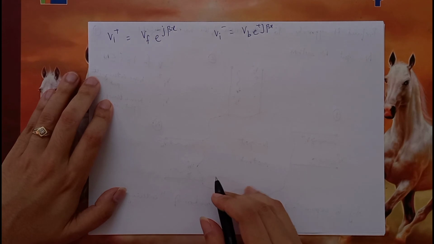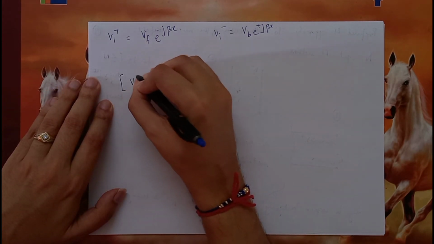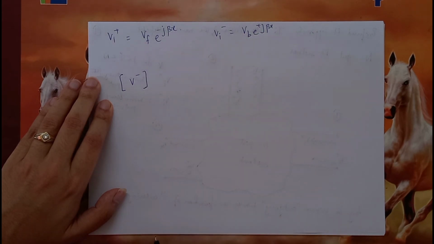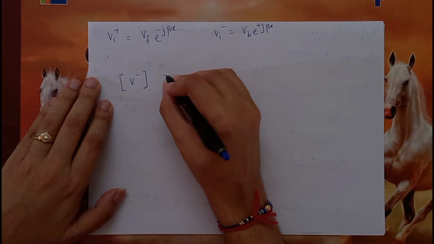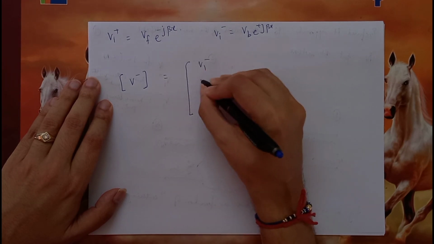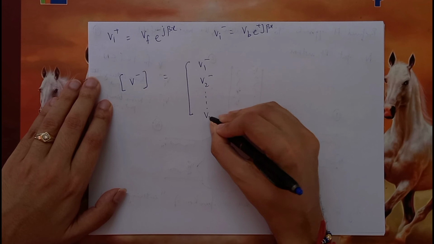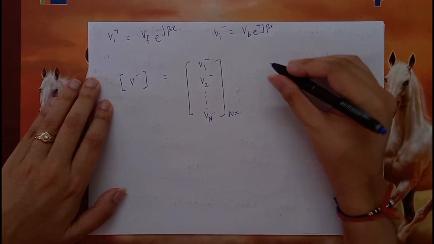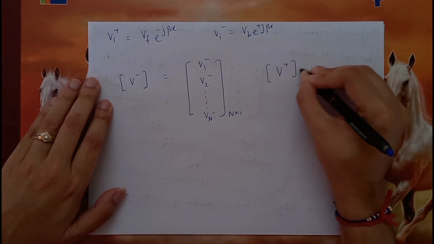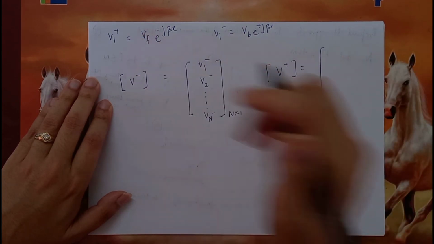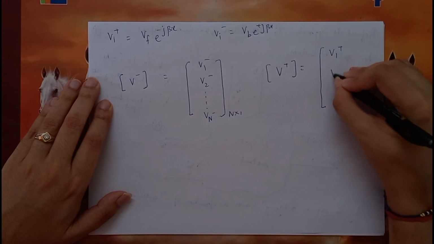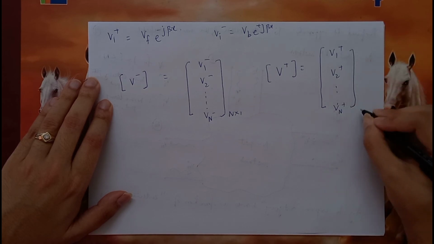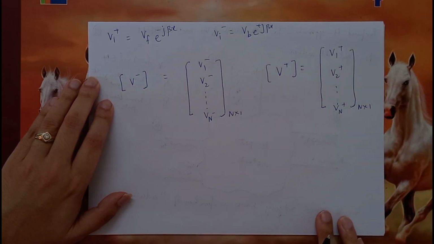So with this, we define two matrices. One is called the V minus matrix, which consists of all the outgoing waves, and that is an n×1 matrix: V1 minus, V2 minus, all the way till Vn minus. And we also define V plus, which is a collection of all the entering waves: V1 plus, V2 plus, all the way till Vn plus. This is also an n×1 matrix.